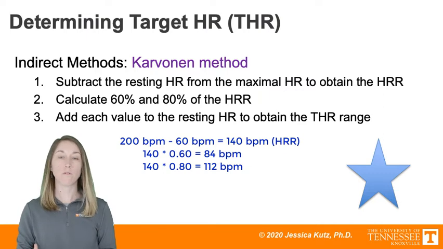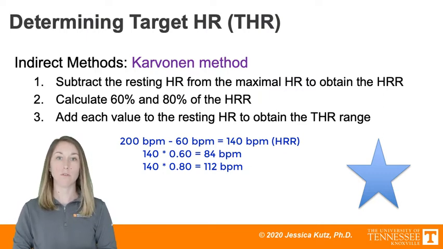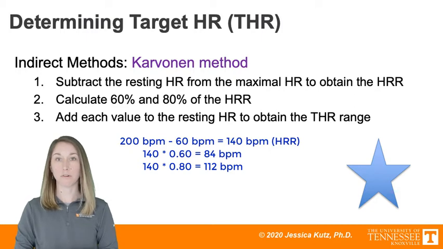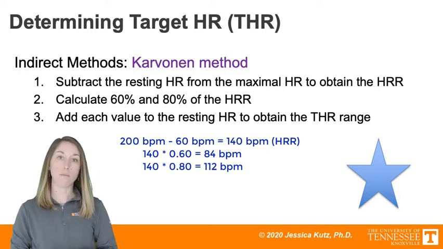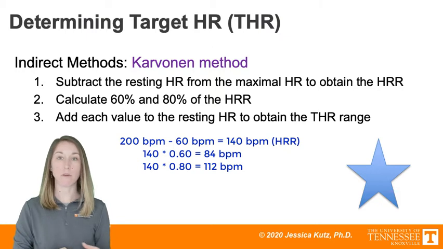So when we use the Karvonen method to calculate target heart ranges, we're going to start by using the example of heart rate reserve. In this case, we would take our maximal heart rate, so maybe 200 beats per minute, and we would subtract our resting heart rate, maybe 60 beats per minute. This would give us a heart rate reserve of 140 beats per minute.